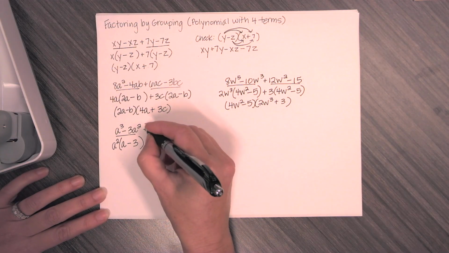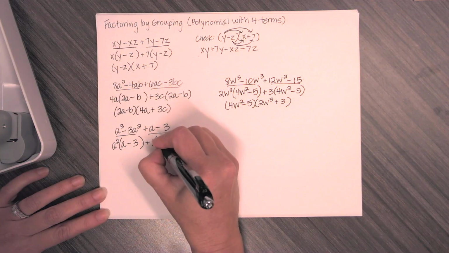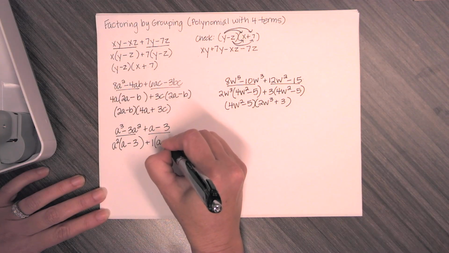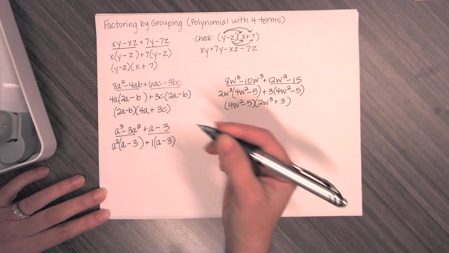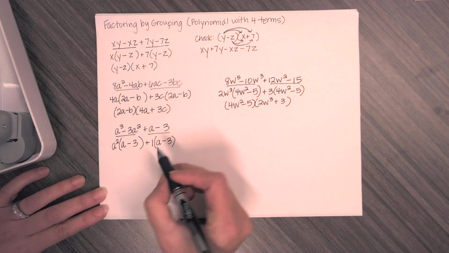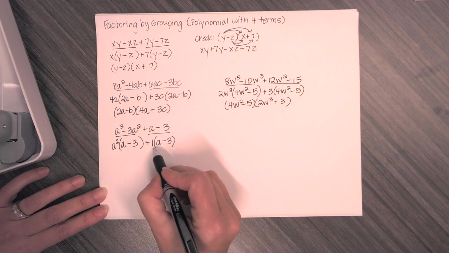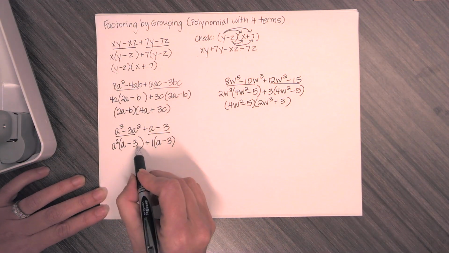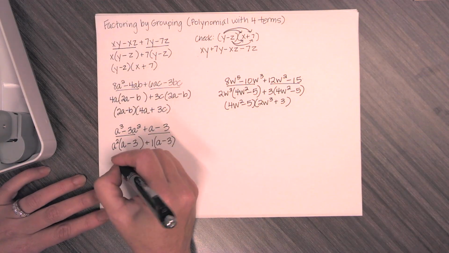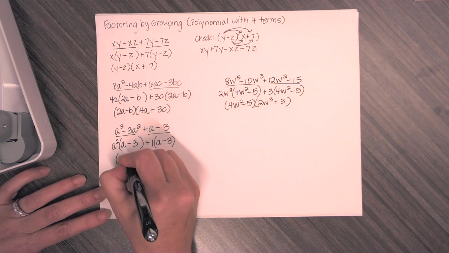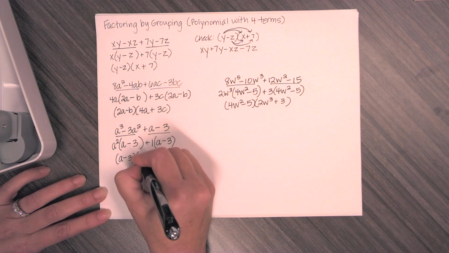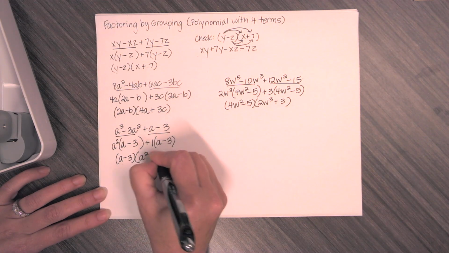In this case, we're just going to factor out a positive 1 because this first term is positive. Factoring out a positive 1 won't really change anything. It's like dividing both of these terms by 1. So this will leave us with an a minus 3, which matches over here, so that's a good sign. We're going to factor out that a minus 3, which will leave us with a squared plus 1.